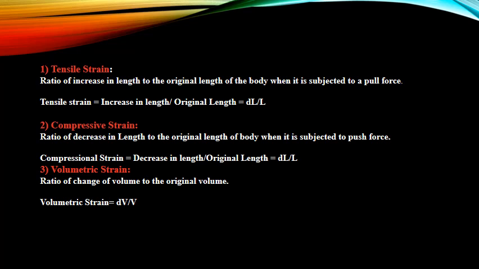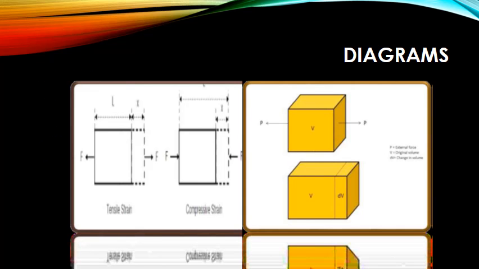After that, the third type of strain is the volumetric strain. The ratio of the change in volume to the original volume is known as the volumetric strain, and mathematically the volumetric strain is equal to dV by V. And these are the three types. The fourth type remains, but that is different, so we cannot take it here.